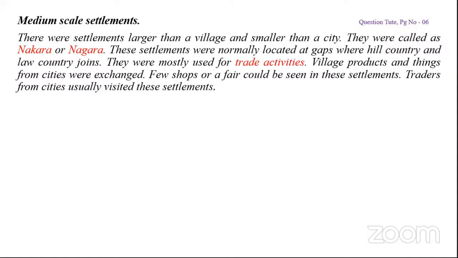So you have to go through a gap to the hill country. They were mostly used for trade activities, where village products and things from cities were exchanged. Few shops or a fair could be seen in these settlements. Traders from cities usually visited these settlements. Now that's a medium scale settlement, that means not a village, not a city, not a large city. They are intermediate settlements. Mainly they were formed based on what? Based on the trade activities.